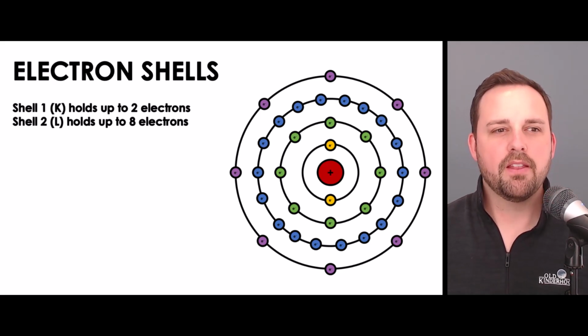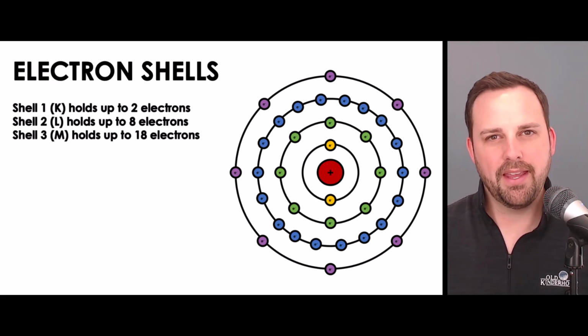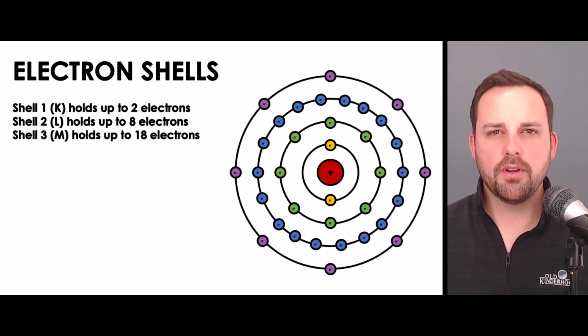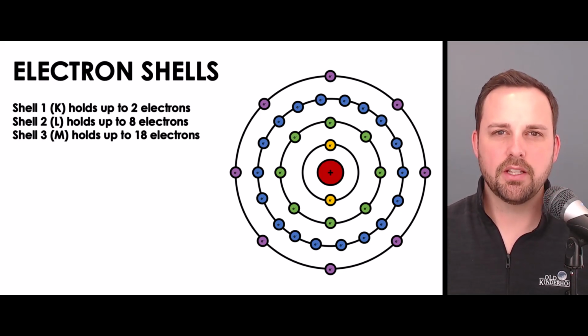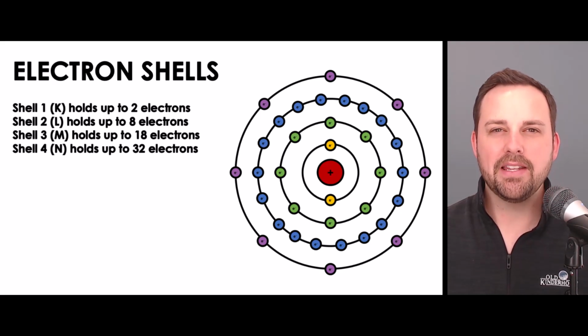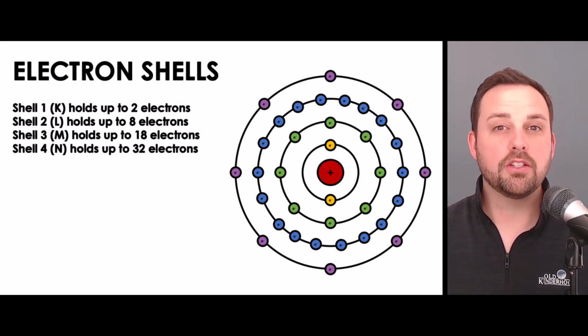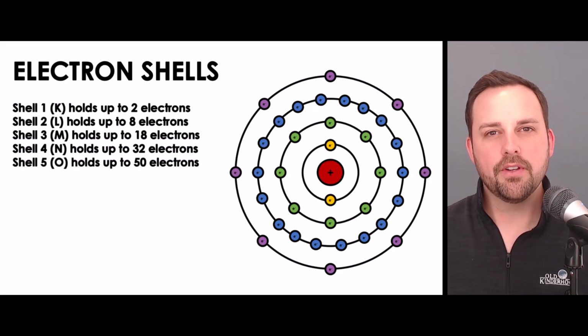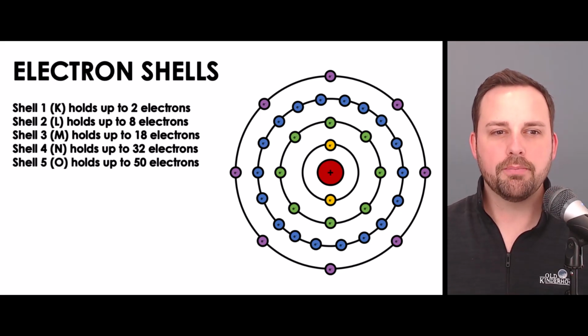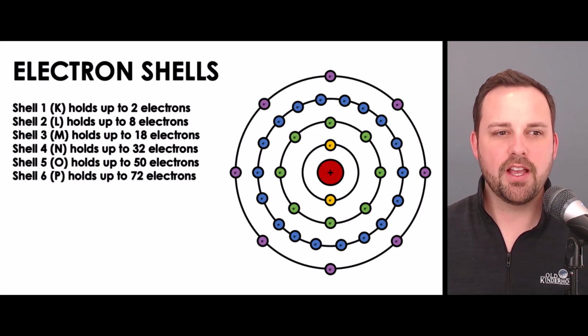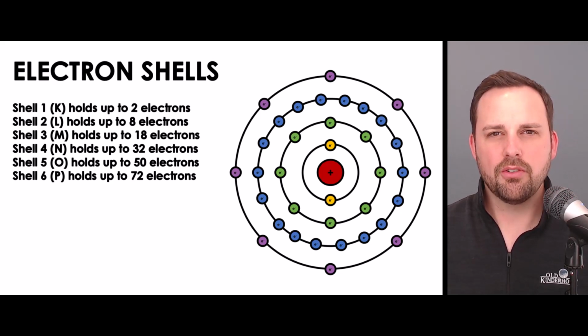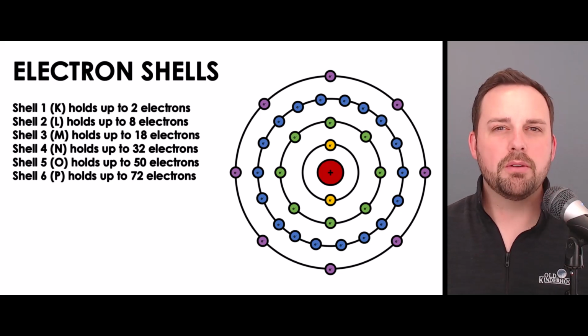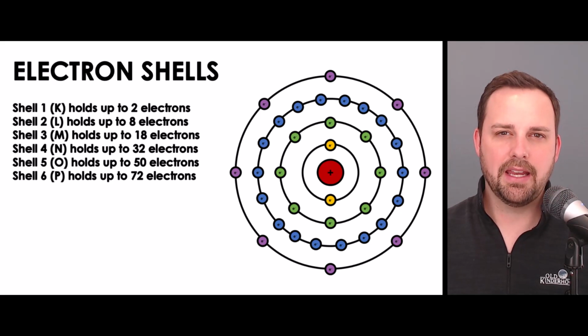If there's more than that, they have to go into the next shell, which you probably guessed is shell number 3. Shell number 3, or the M shell, holds up to a maximum of 18 electrons. Shell number 4, sometimes called the N shell, holds up to a maximum of 32 electrons. Shell number 5, sometimes called the O shell, holds up to 50 electrons. And shell 6, or the P shell, holds up to 72 electrons. So that would be a good thing for you to memorize, to know what these shells are called and the maximum number of electrons that can be contained in each of those shells.